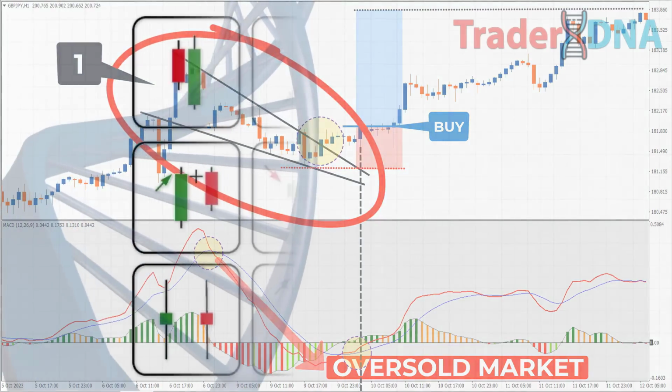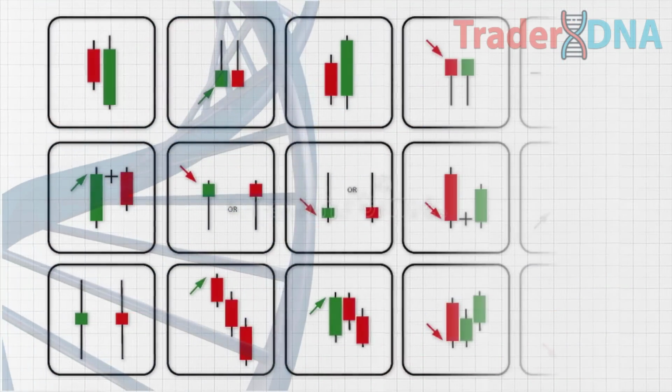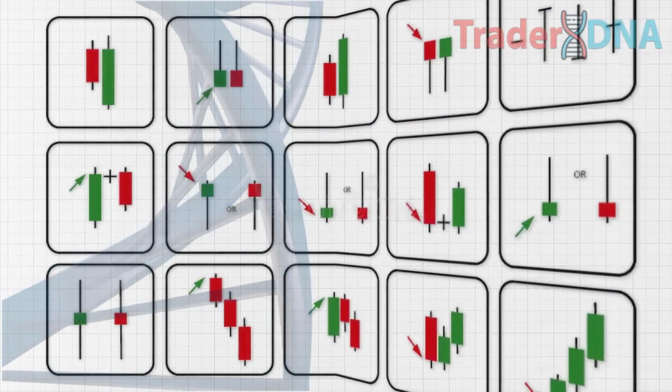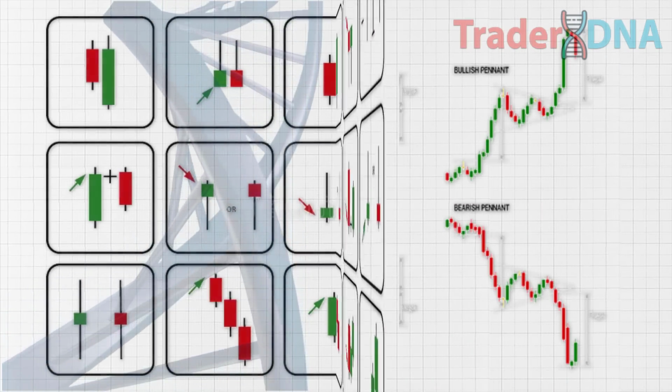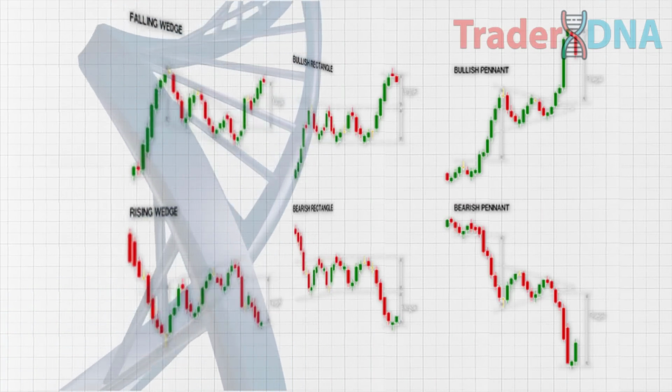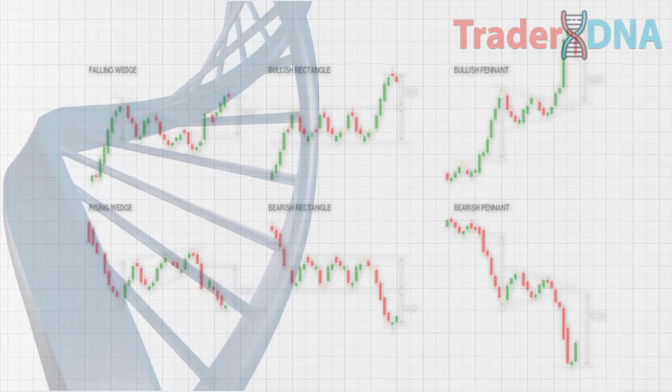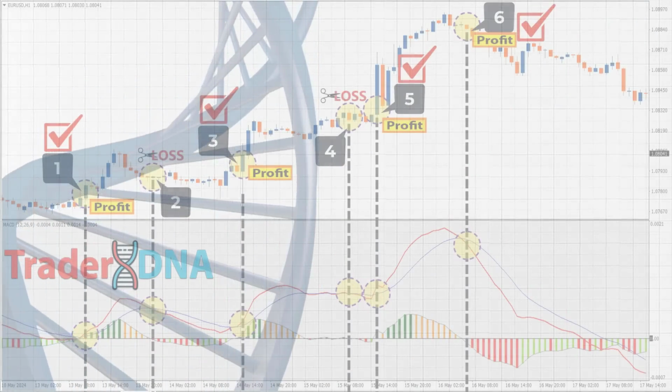Furthermore, we'll delve into candlestick patterns, chart patterns, and the underlying psychology of these trading strategies, covering everything from fundamental to advanced concepts. But hold on, there's more. We'll outline the essential criteria and rules necessary to execute successful trades using this entry method.